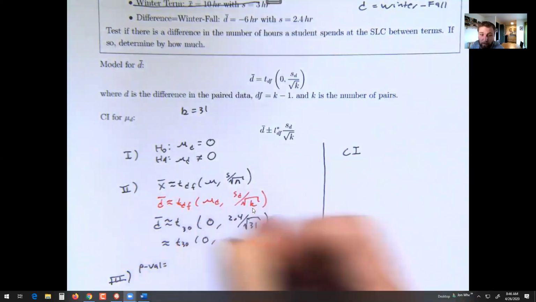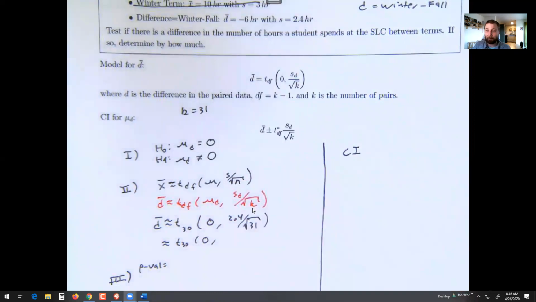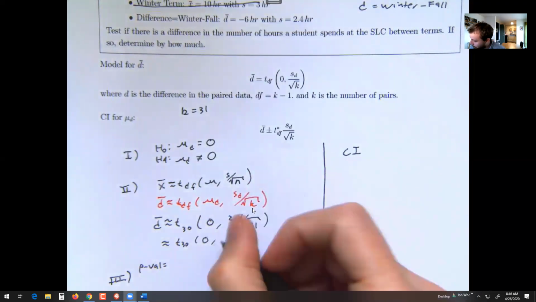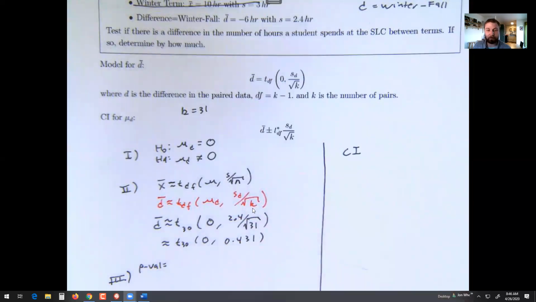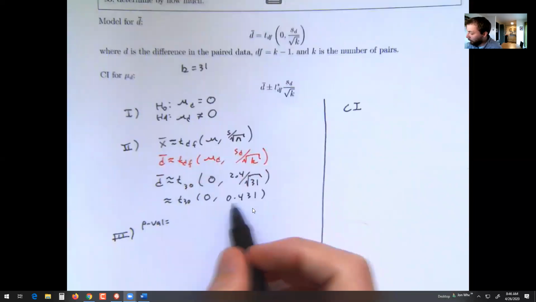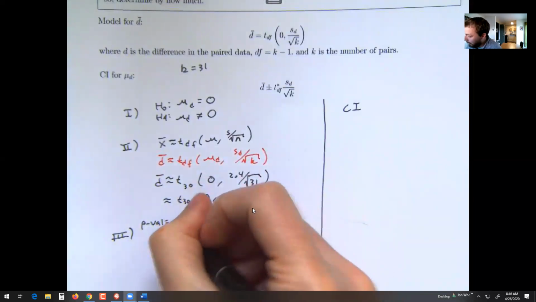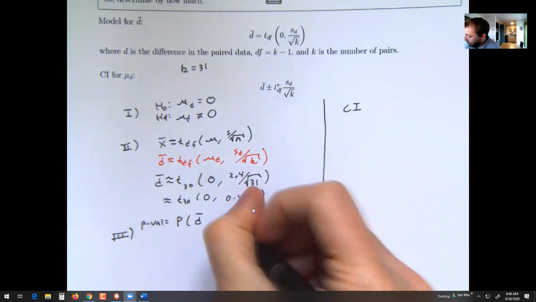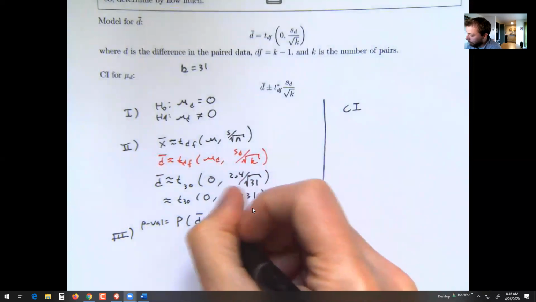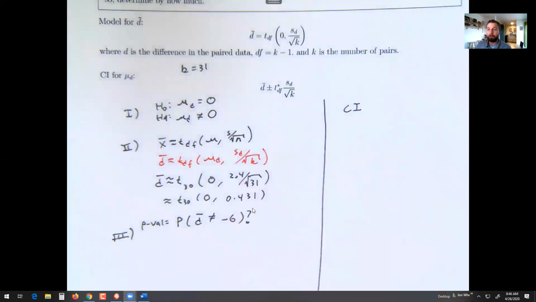Now looking at the data above, I see that the actual difference for the sample was -6 hours, but I don't know what that means about the overall population. That's what I'm ultimately testing here. Because maybe I just found an odd sample. Okay, so I'm expecting a difference of 0, give or take 0.431 or so. P-value, I am testing any difference. My sample average was -6, or more extreme, I'm testing for values different than that.